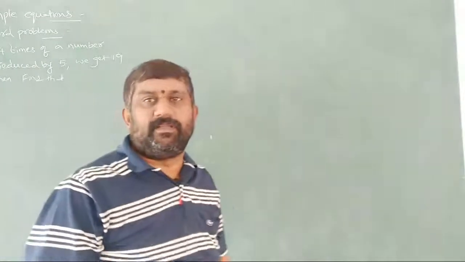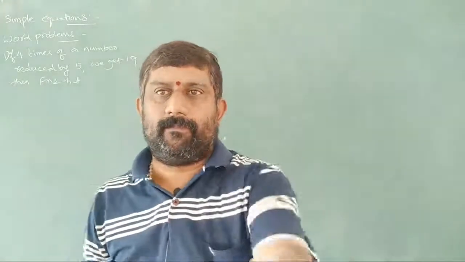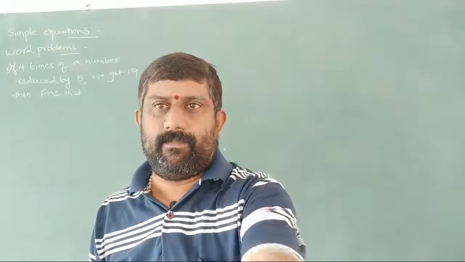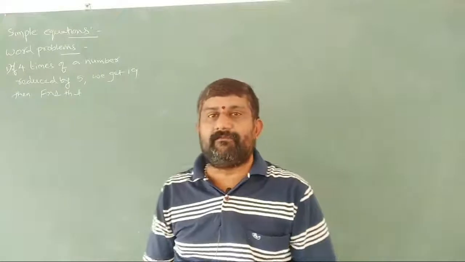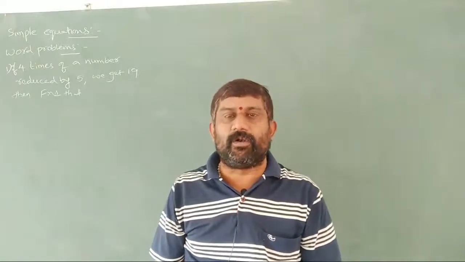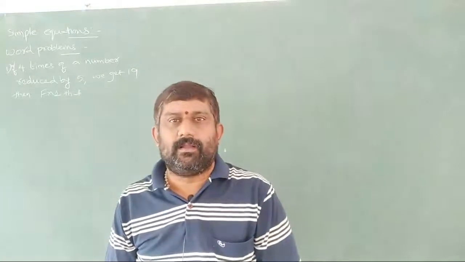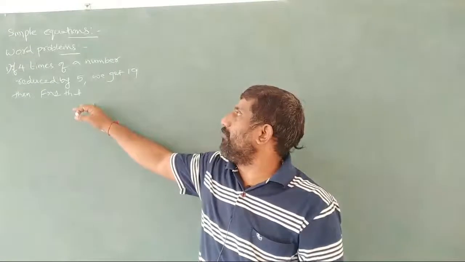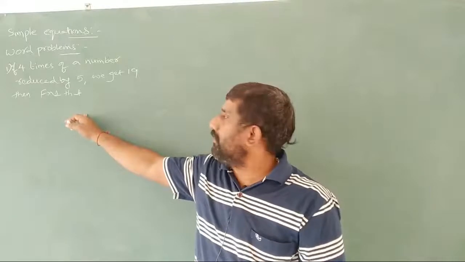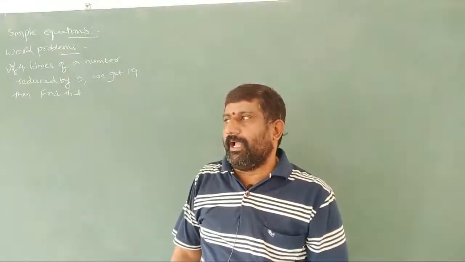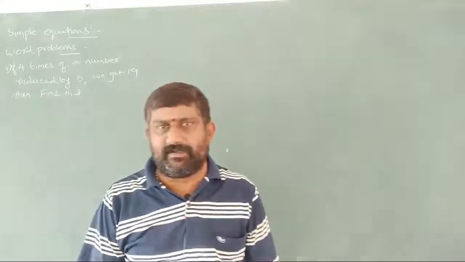So what is the question given here? 4 times of a number is reduced by 5, then we get 19. What is that number? Okay, observe here, 4 times of a number is reduced by 5, then we get 19. Then find that number. Every time unknown thing we are taking as some x, y, z, and we generally will take x. So let the number be x.